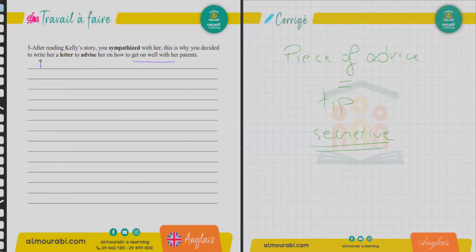So we start with the salutation. This is dear Kelly. Good. And then we say I hope you're doing well. This is when you write to someone you know, but here we are talking about Kelly, who wrote in a magazine, so we can skip you are doing well. I hope this letter finds you well or something like this.